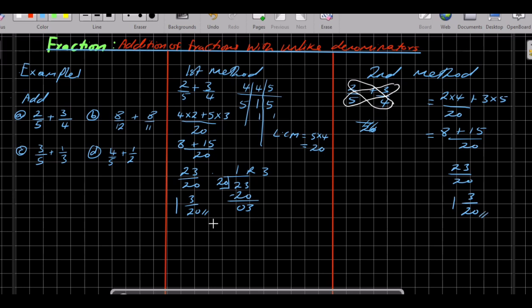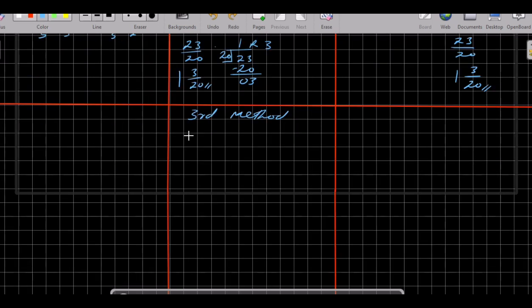Now let me show you the third method. Then we choose the one we're going to be using as we proceed in today's exercise. To solve the same question using the third method, that is 2 over 5 plus 3 over 4, you must have knowledge of ordering of fractions, that is, ordering of unlike and like fractions. You can check out our video on ordering of like and unlike fractions. Now, what we need to do here is to change the denominators of these fractions, that is, we make them like fractions.